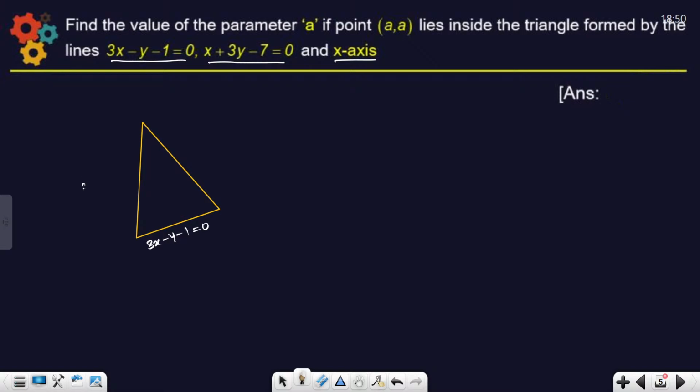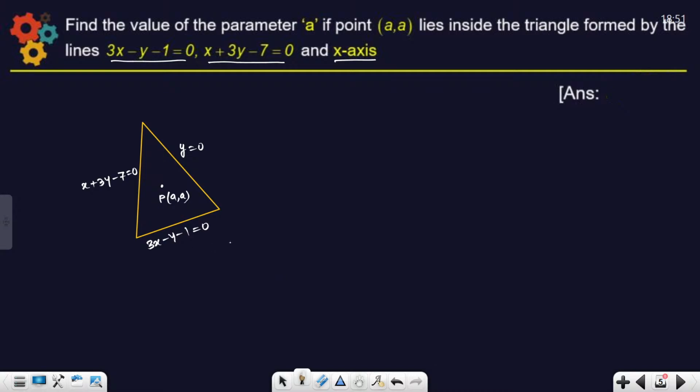This one is, let us say, x plus 3y minus 7 is 0. And this is your x-axis, that is y equals 0, right? Now the question is, the point (a, a) lies inside this triangle. Let me say the point is this. Let us say the point be P. This is (a, a).